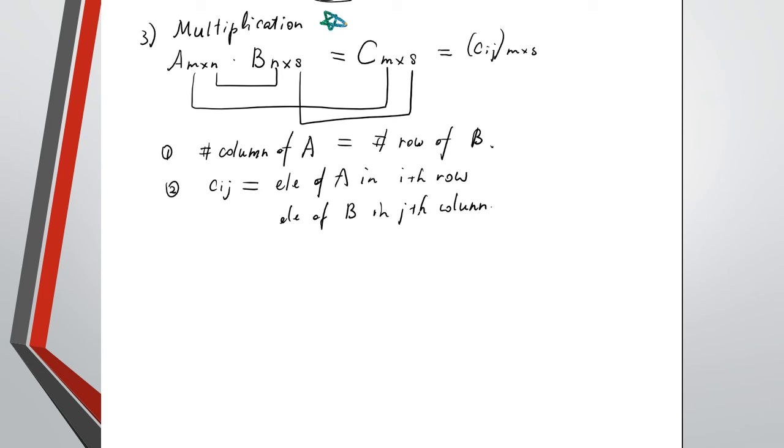Okay, so you can see that i comes first, so it corresponds to the matrix A. And we have to find out the elements of matrix A in the ith row. And j comes later, so we have to find out the jth column in matrix B. And then we will do the inner product.